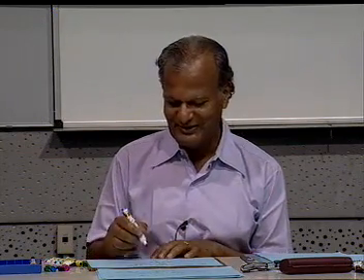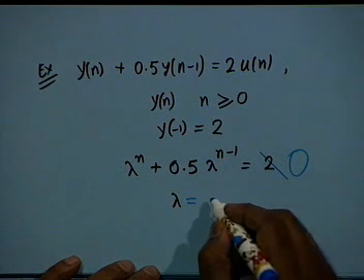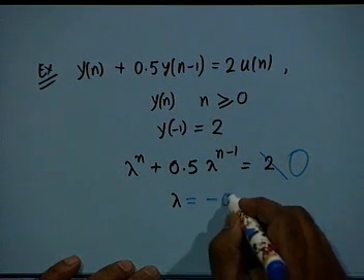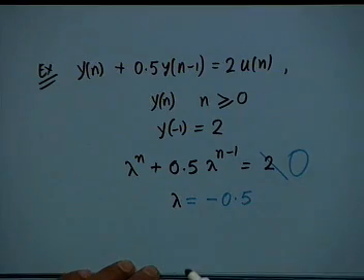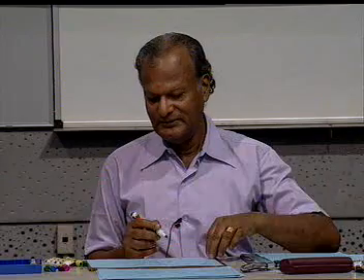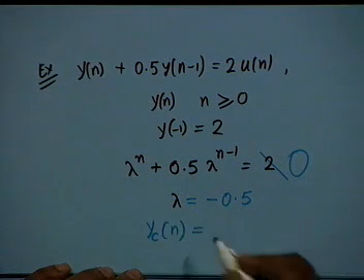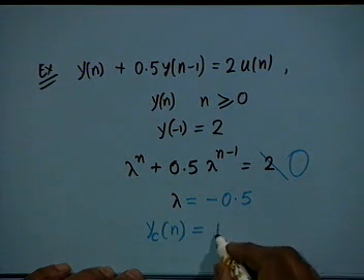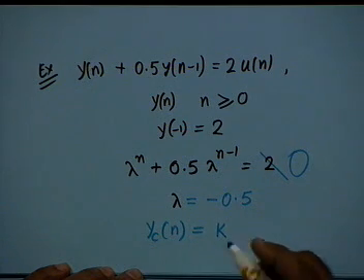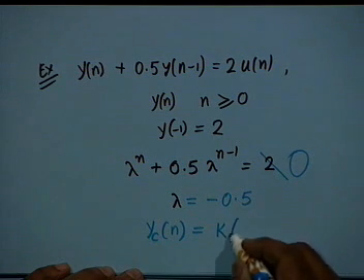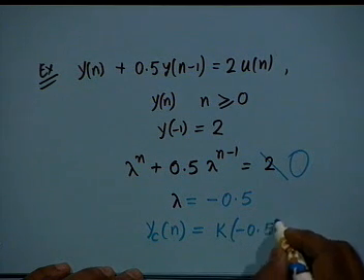I have made a mistake here. The right hand side should be 0, because I am finding the complementary function. Right hand side should be 0, and this gives you lambda equal to minus 0.5. Then therefore the yc of n is of the form some constant k lambda to the power n. So minus 0.5 to the power n.